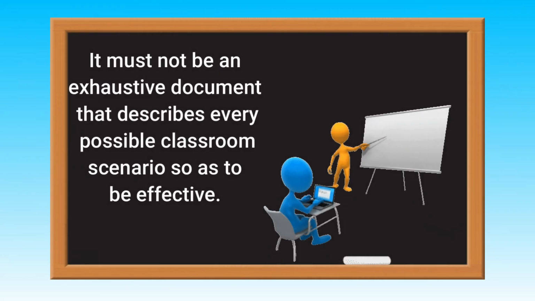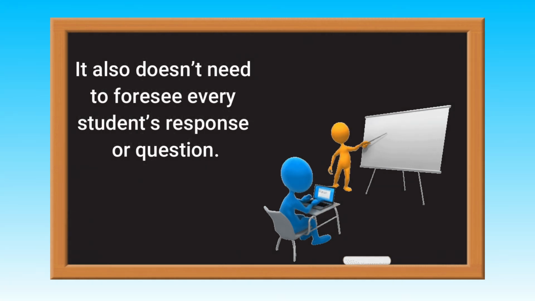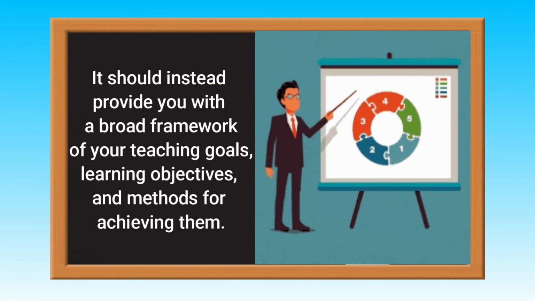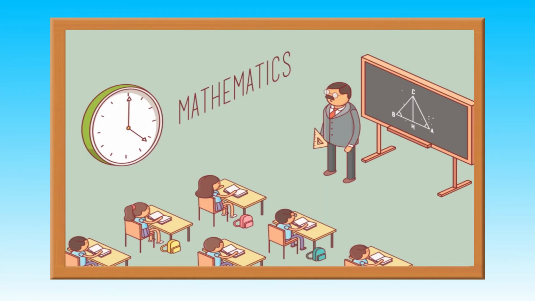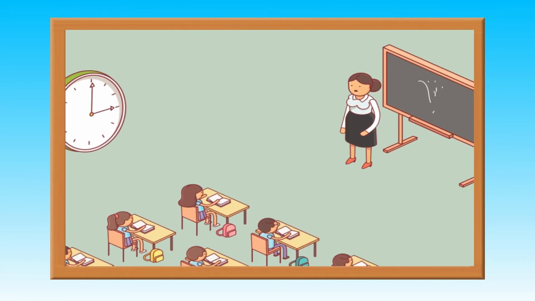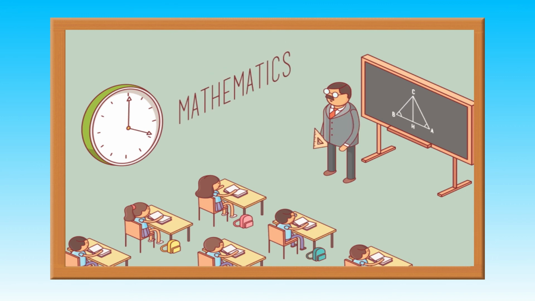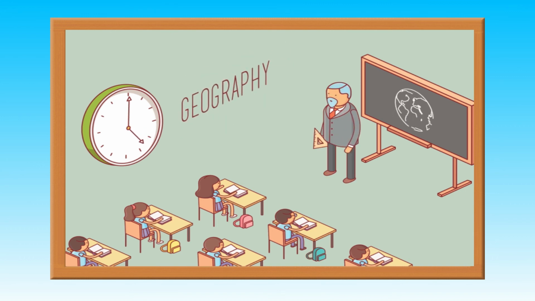The lesson plan must not be an exhaustive document that describes every possible classroom scenario so as to be effective. It also doesn't need to foresee every student's response or question. It should instead provide you with a broad framework of your teaching goals, learning objectives, and methods for achieving them. It is a reminder of what you should wish to accomplish and the way you would like to accomplish it. A productive lesson is one during which both students and the instructor learn from one another, instead of one during which everything goes exactly as planned.